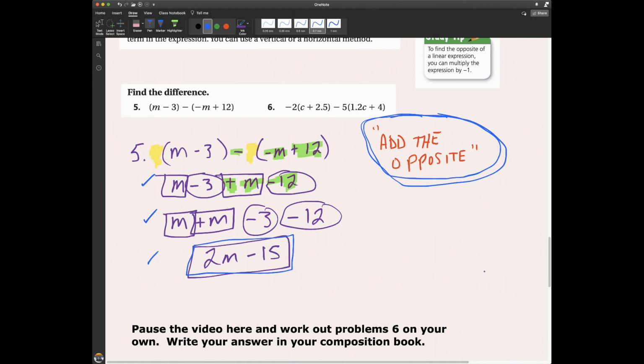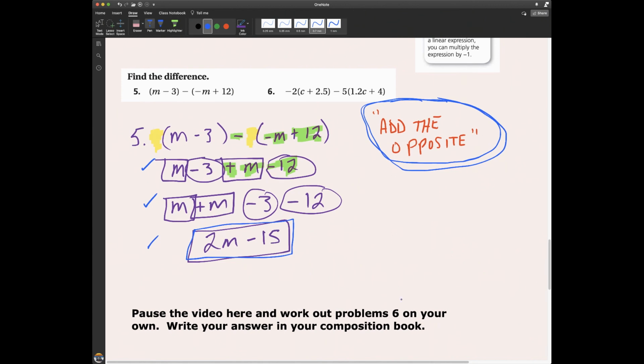So I want you to pause the video. Or if you're watching Edpuzzle, it will pause on its own. And I want you to work out problem 6 on your own and write your answer in your composition book.